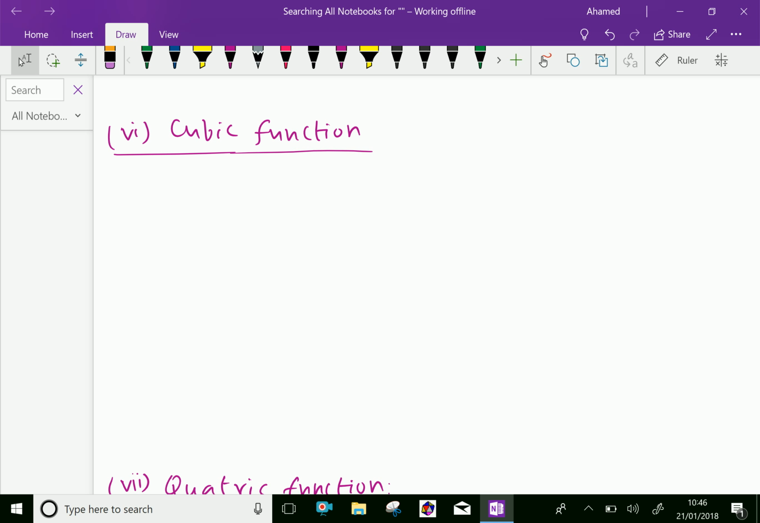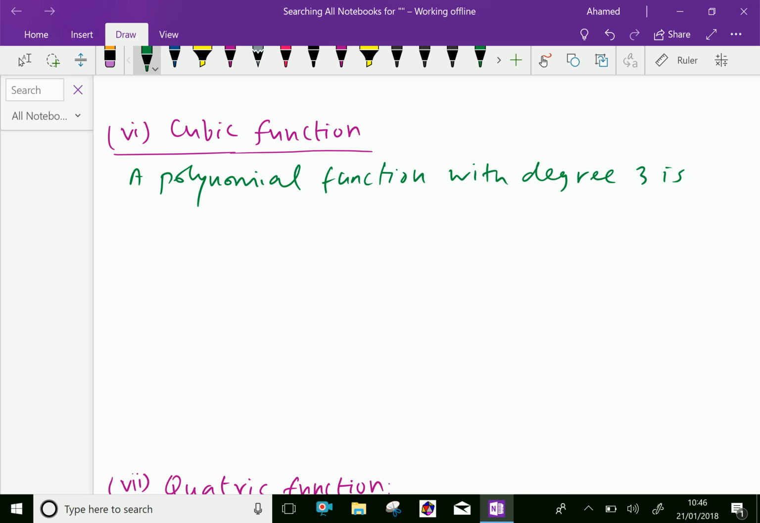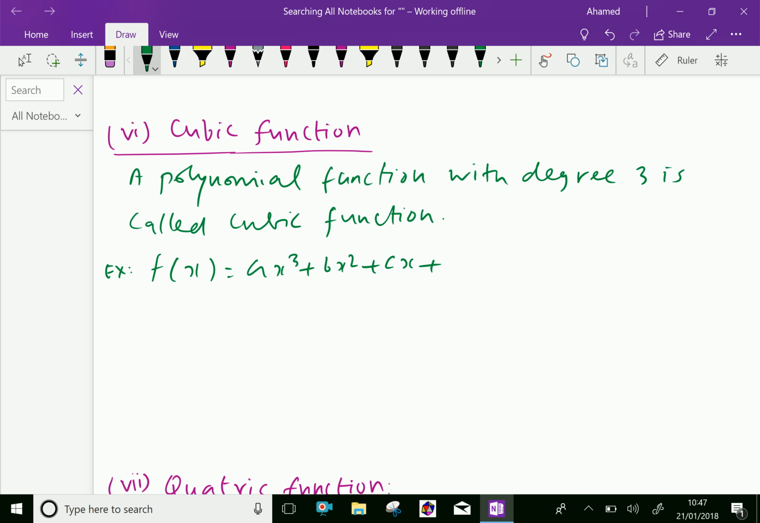Next one, cubic function. A polynomial function with degree 3 is called cubic function. Example, f of x equal ax cube plus bx square plus cx plus d. Here, the degree of the variable is 3.